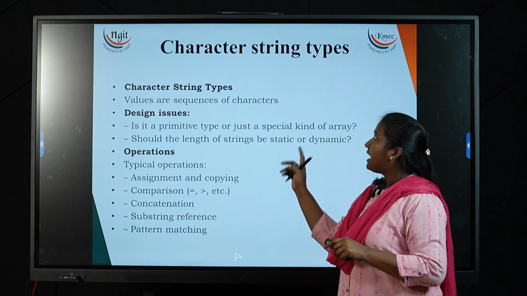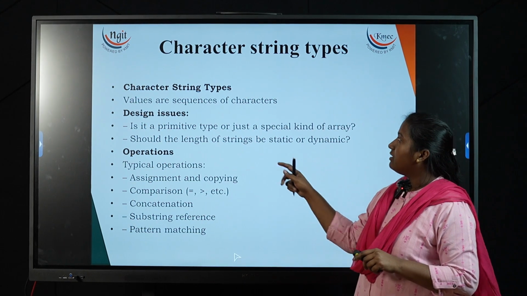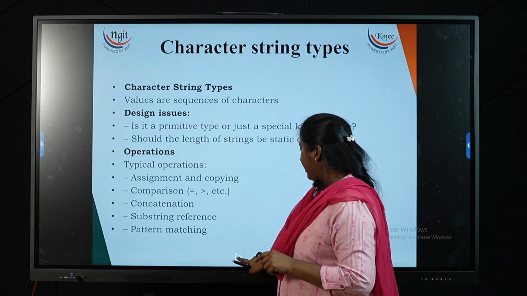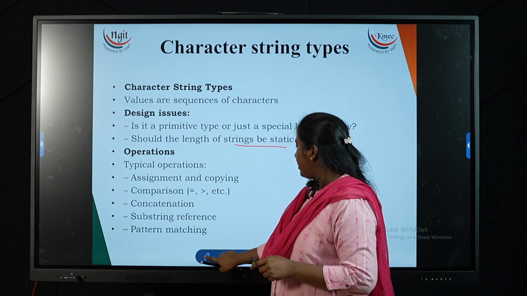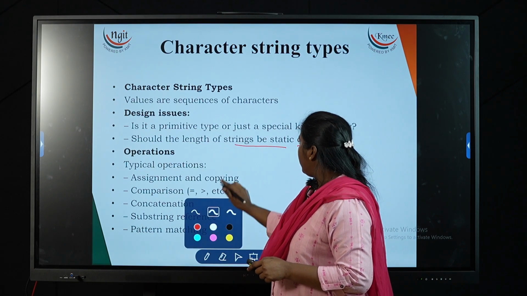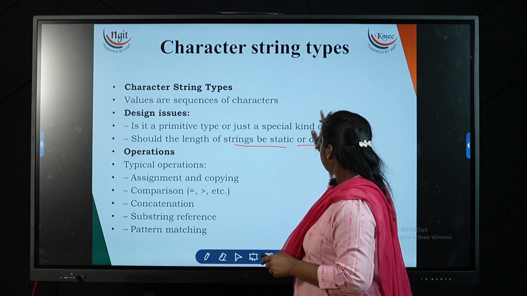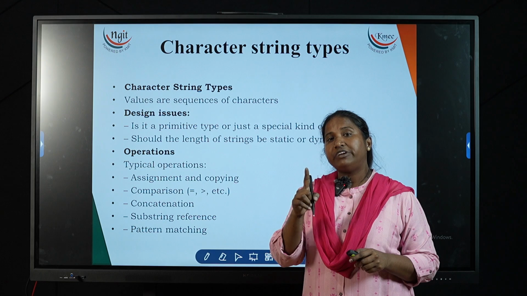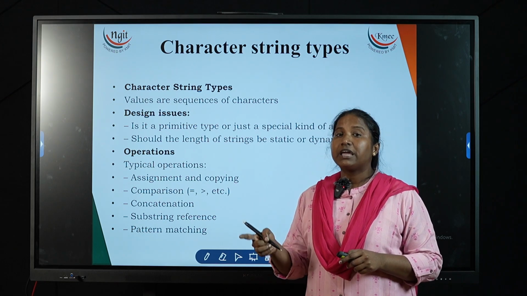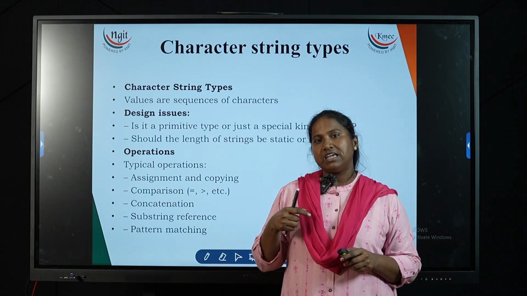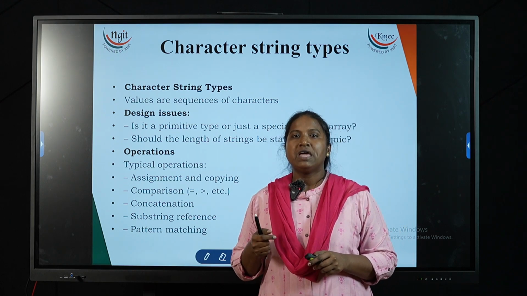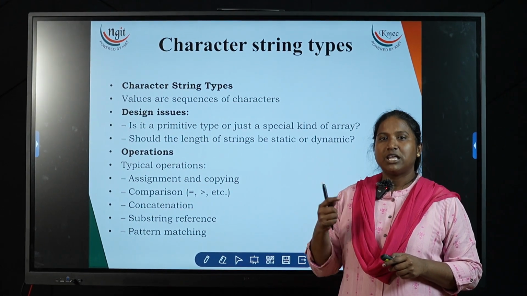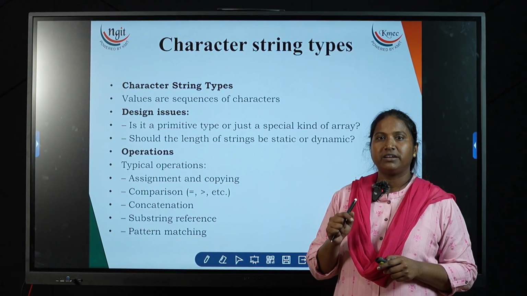Now coming to the character and string data type. Here, character string types are values or sequences of characters, or else you can give a general definition. A character is what? A string is what? A character is a single bit of data. String is a collection of characters. When I say string is a collection of characters, again you may have a question: is string a data type? Yes, there are languages which will take string as a data type.